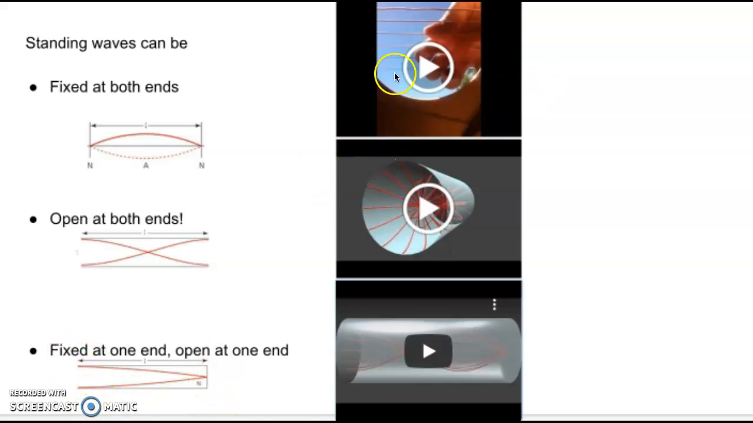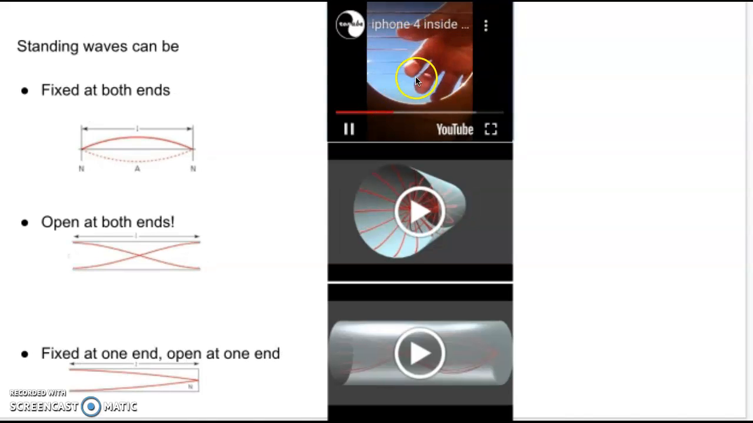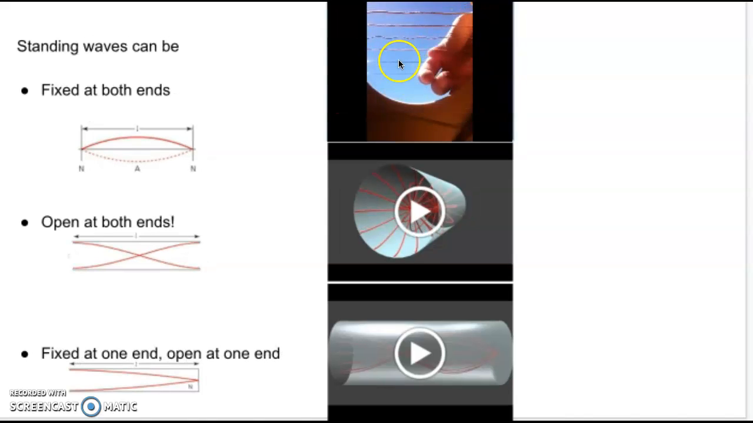So let's have a look at some illustrations of this. Here we have our guitar strings. Guitar strings are great because they give us a perfect example of fixed at both ends. If you have a look at the video, you can see there are some standing waves being set up on a guitar string. In fact, this is how guitar strings work. They're definitely fixed at both ends. But the reason we're seeing lots of nodes and antinodes is because there's a large amount of standing waves being set up. But here, guitar strings are a perfect example of fixed at both ends.